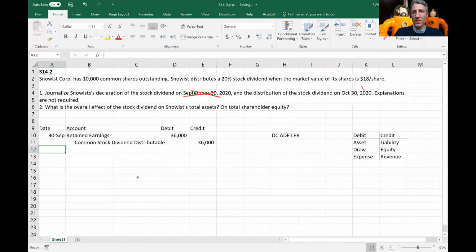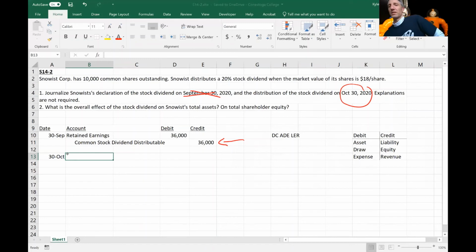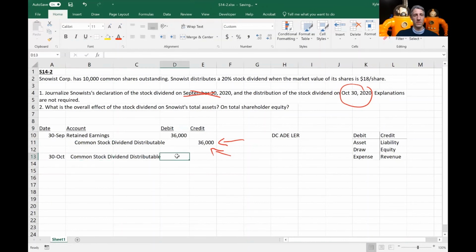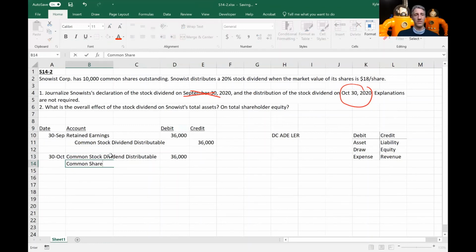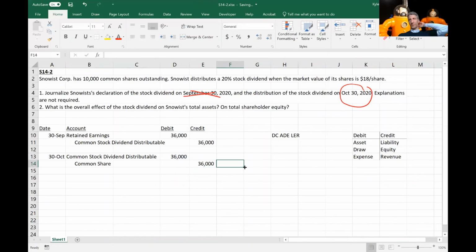Now let's fast forward to October 30th. We actually need to do the distribution. So what we need to do on October 30th is reduce this dividend distributable to 0 and reflect an increase in the number of common shares outstanding. So when we reflect the increase in the number of common shares, we're actually going to increase the book value of the common shares, and that's what our credit will be. So first, though, to reduce this to 0, I'm going to be debiting that account, 36,000, which reduces it to 0. And instead, because we're actually issuing the shares now on this date, I'm going to be crediting common shares. So this is going to increase the book value of the common shares outstanding on the balance sheet, 36,000. Now we're done with requirement number 1.